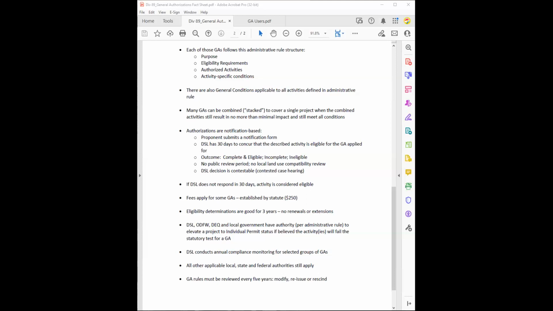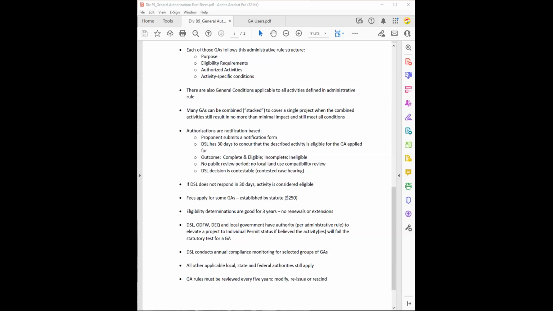Authorizations are notice-based. This is a common misunderstanding among folks. General authorizations, think of them as a permit. When we adopt the Administrative Rule Division 89, we are issuing those permits for those activities, and we're issuing them to all the people of Oregon. So if somebody wants to do a project under one of those general authorizations, since the permit is already issued, all they need to do is send us a notification letting us know that they intend to do a project under this or that GA. Here's how I'm going to do it, here's how it meets the eligibility criteria, and here's when I want to do it. And they put that into a notification form.